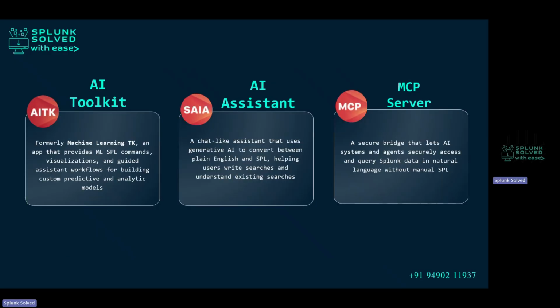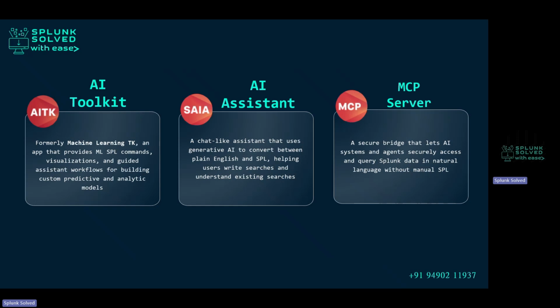Let's move on. As I told you, AI Toolkit, AI Assistant, and MCP Server are going to be our agenda mainly today. AI Toolkit, formerly known as Machine Learning Toolkit, mainly focuses on machine learning models. You see a lot of machine learning SPL commands which use Python in the backend and give you a lot of models and algorithms to train your data, to forecast, and also to predict. All these things you can do using AI Toolkit.